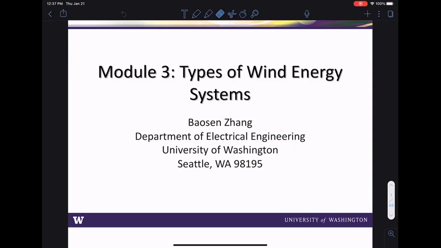Other questions? Okay, good. All right, so continue with the class. This class will go into types of wind energy systems. Basically, we'll move towards machines. So we're getting into the machines component of the class.